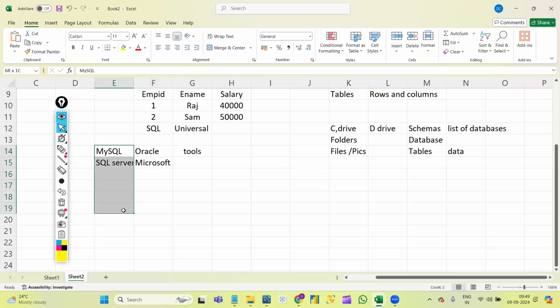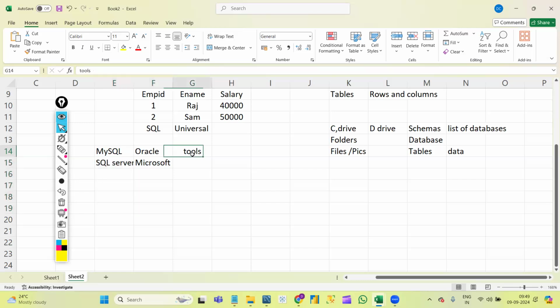If you learn SQL, you can use any of these products. If you know how to use a smartphone, you can handle any company's phone, right? In the same way, if you learn SQL, you can use any of these tools. Here, the tool we are going to learn in our course is MySQL, a product from Oracle.